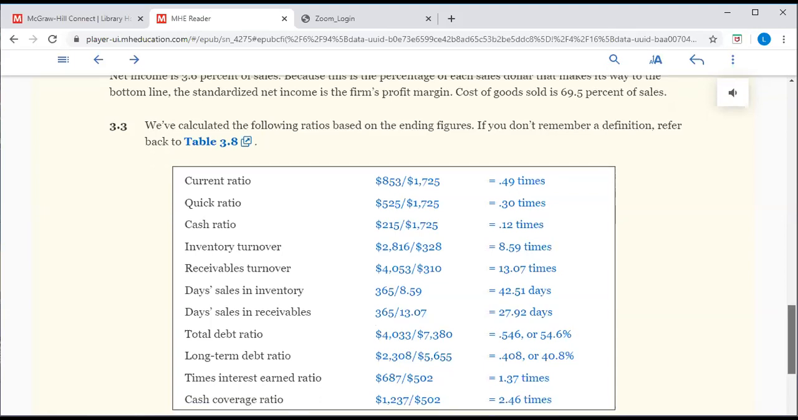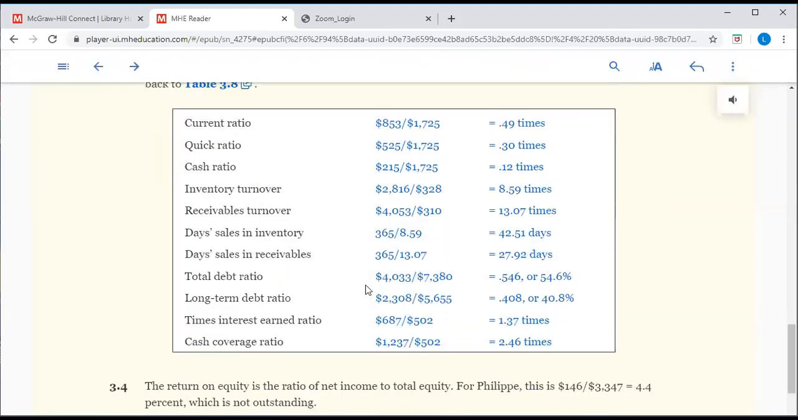Remember our total debt ratio. We're taking total debt. So this is the 1725 in current liabilities plus the 2308 in long-term debt. So 4,033 divided by all the assets. So it's telling us how much of our assets are financed with debt. So for every dollar in assets, we owe 54.6 cents on it, or 54.6% of our assets we still owe money on.